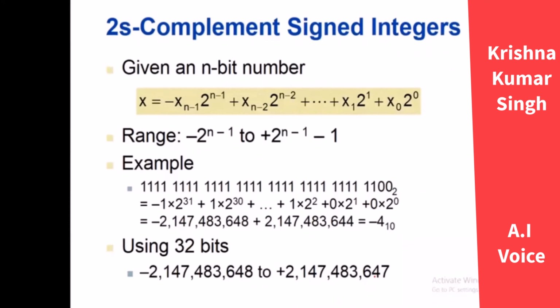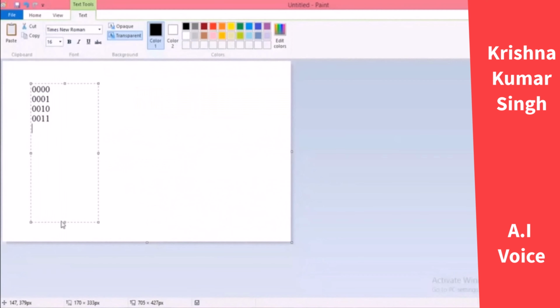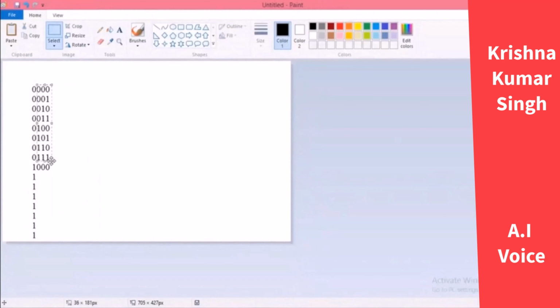integers. As you know, in order to display signed integers in 2's complement format, the leftmost bit is considered as the sign bit. If it is 0, then the number is positive. If it is 1, then the number is negative. So an n-bit number in 2's complement signed integer will range from -2 power n minus 1 to positive 2 power n minus 1, minus 1. Let me give you an example.